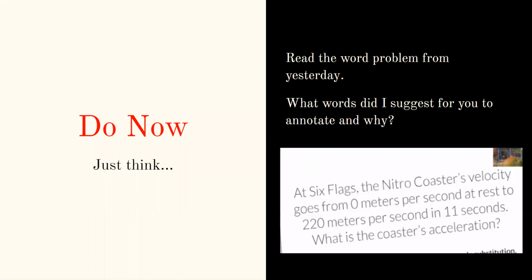Do now. Read the word problem from yesterday. What words did I suggest for you to annotate and why? So at Six Flags, the nitro coaster's velocity goes from 0 meters per second at rest to 220 meters per second in 11 seconds. What is the coaster's acceleration? 7 seconds to take a look at that and make your decisions. Go ahead and deliberate.